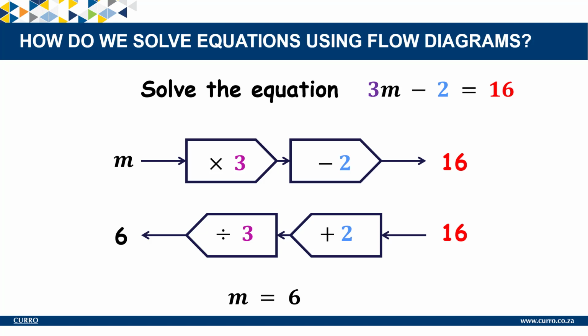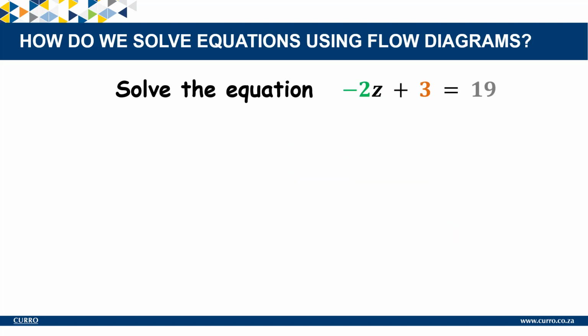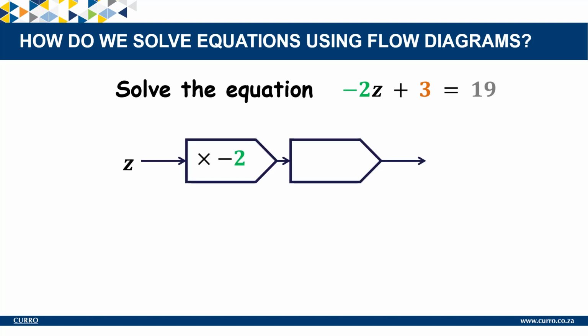Let's check our answer. Is 3 times 6 minus 2 16? Yes. Let's solve this equation. What happened to the z? We did not subtract 2, we multiplied by negative 2, because negative 2 is the coefficient of z. Then we added 3, and that is 19.